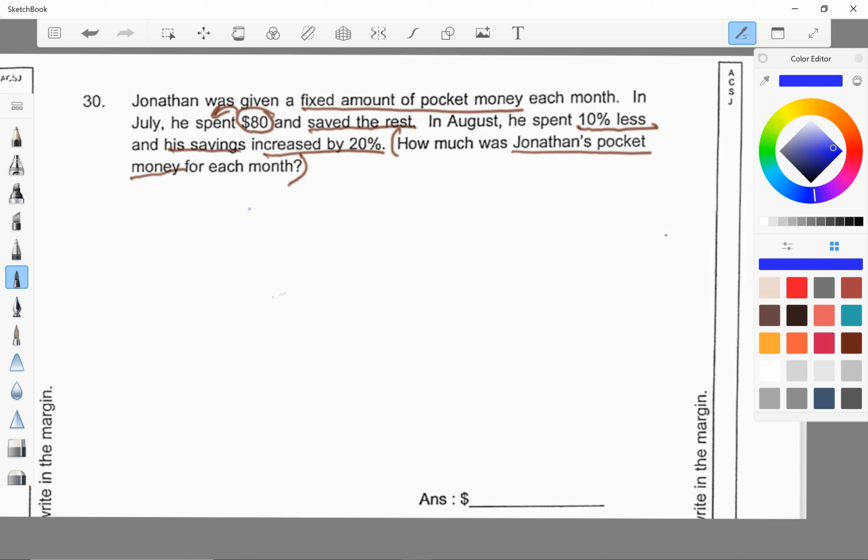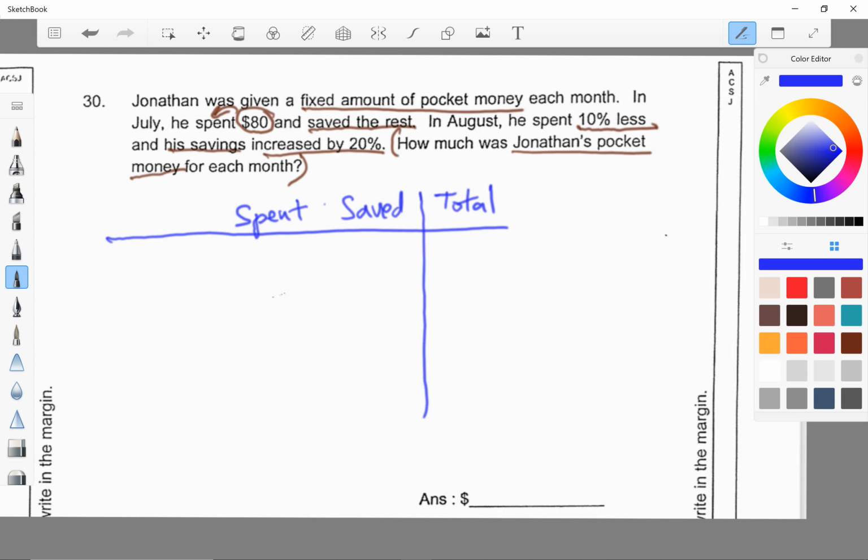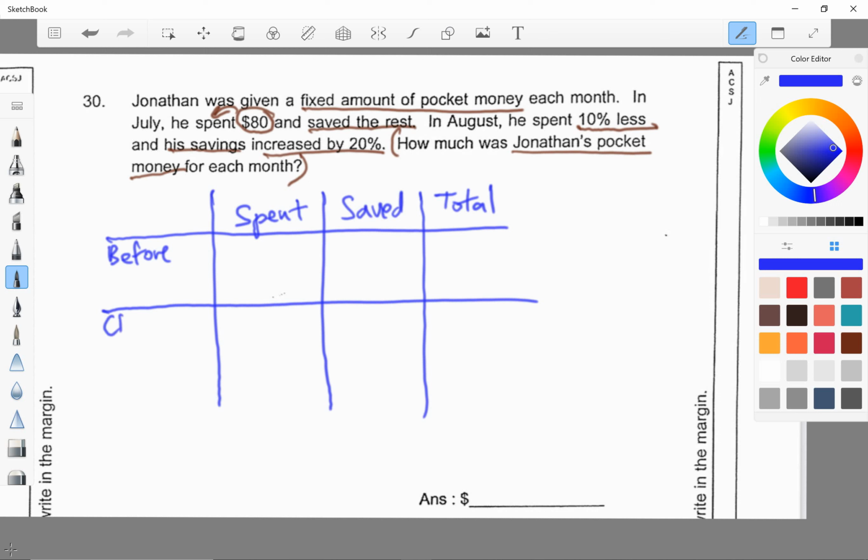It will be spent, saved, total. Just like that. And I'll draw a line across. I'll draw a line down, down, down. I'll write the word before. I will give some space. Draw a line across, followed by change. Draw a line across, and then after.